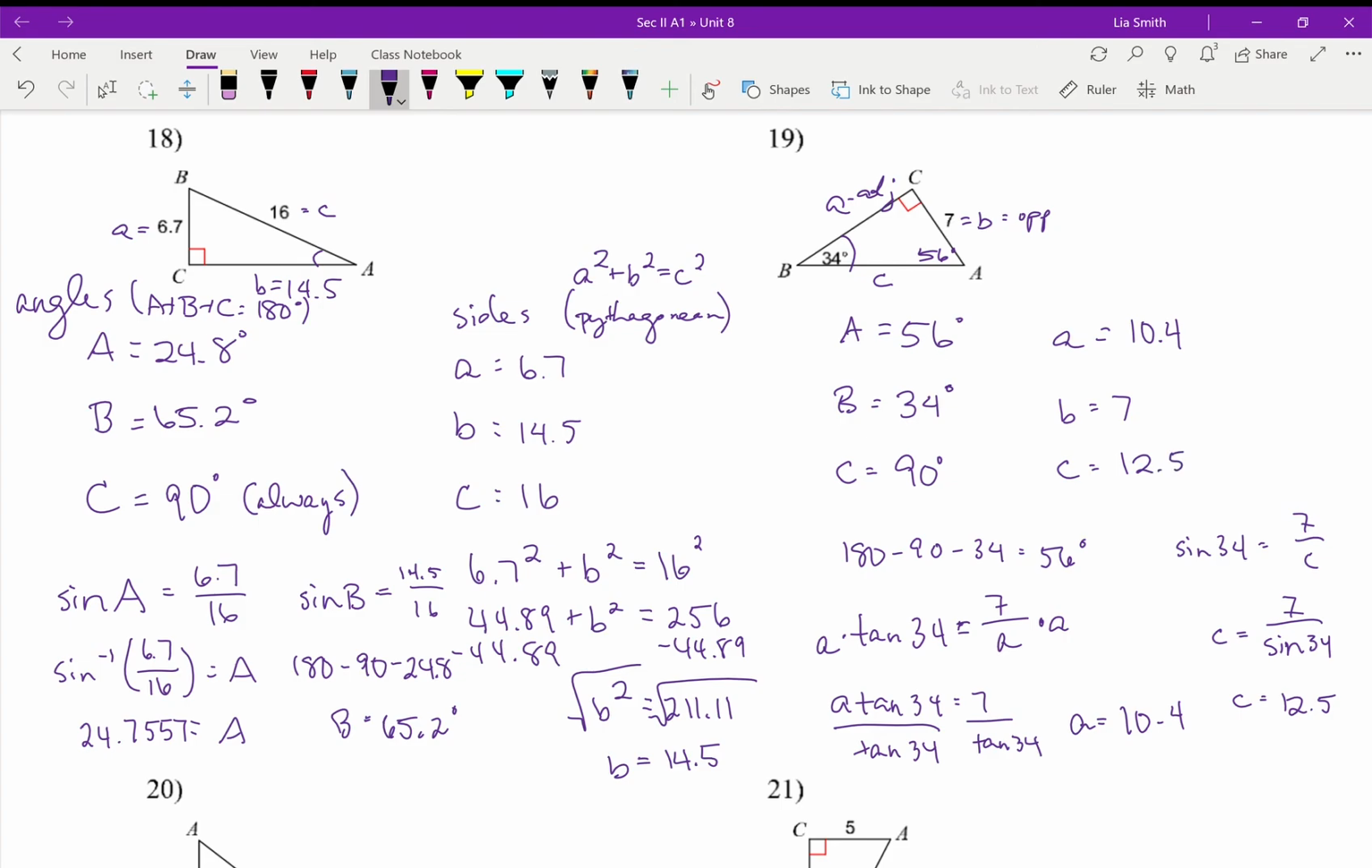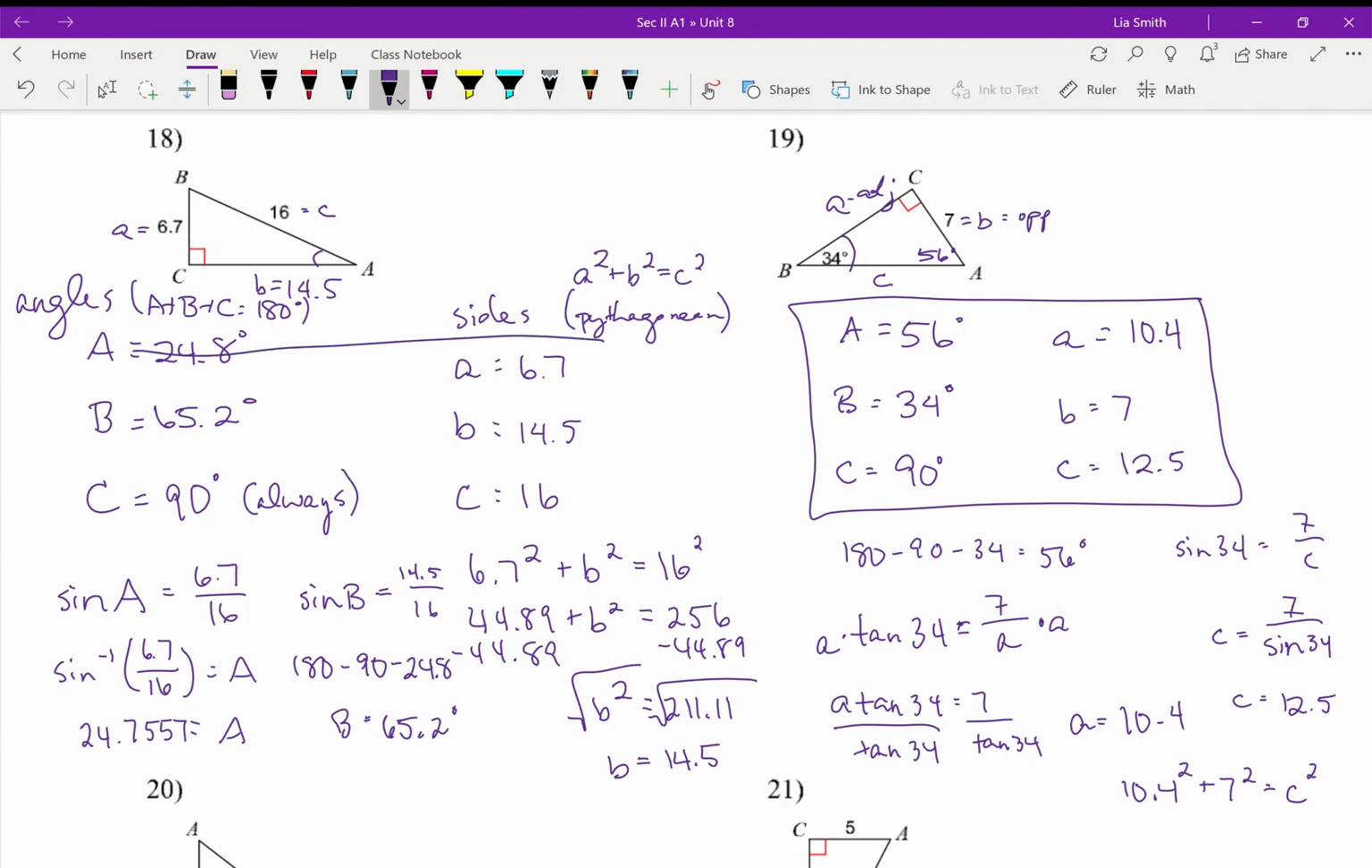What's another way to find C? You could have used the Pythagorean theorem. You could have gone 10.4 squared plus 7 squared equals C squared. And you would have also found that C equals 12.5. Okay, so here are my final answers. Oops, wow, I just drew through that.